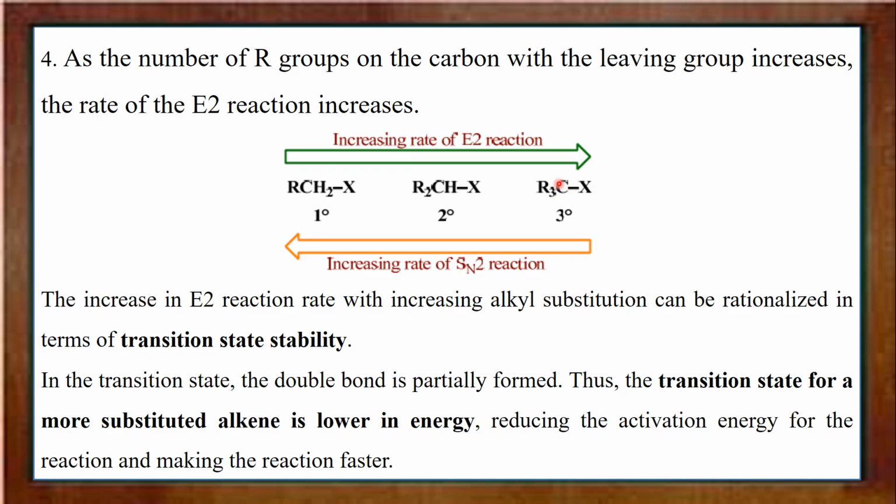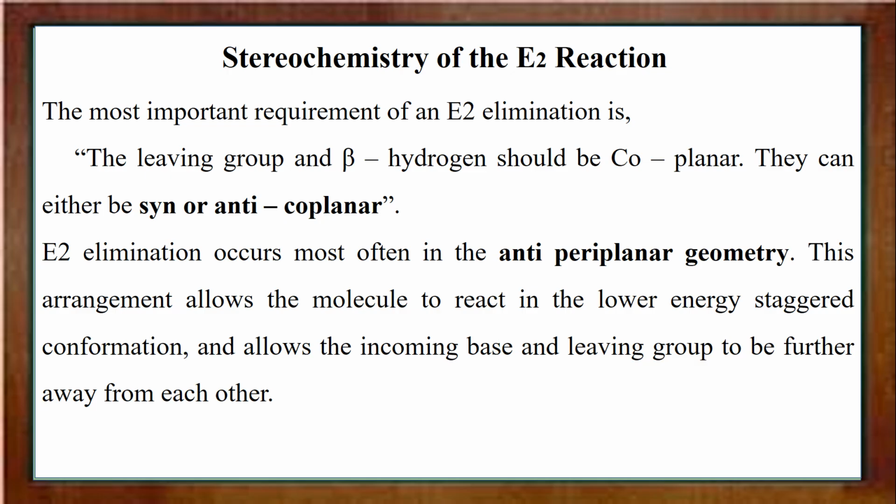In sp3, it has the bond angle of 109 degrees 28 minutes. But in sp2, it has 120. So the bond angle increases, and the bulky groups are going away from each other. That is why the tertiary alkyl substrates undergo E2 elimination at the fastest rate, due to the highest extent of relief from steric strain.